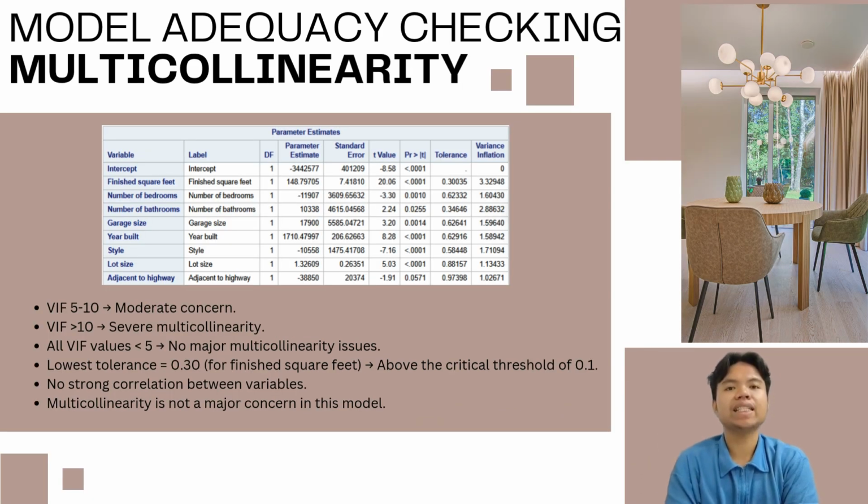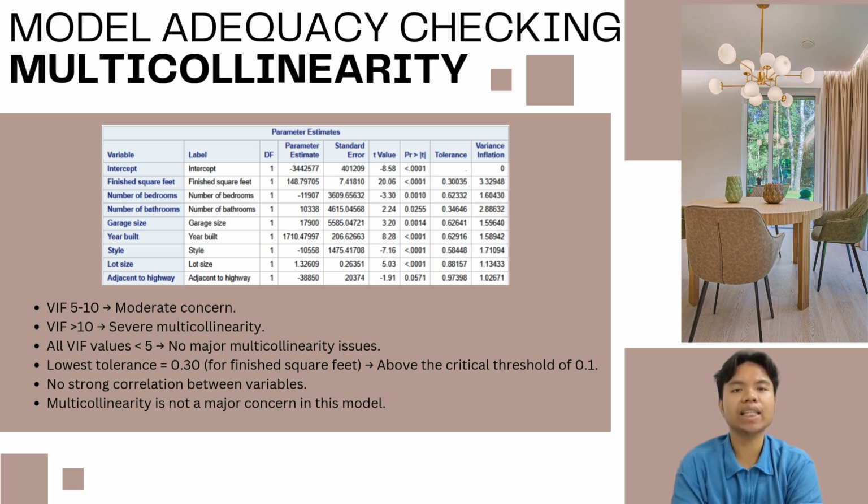Next, for this slide, I'm going to discuss multicollinearity as part of model adequacy checking. Multicollinearity occurs when two or more predictor variables in a regression model are highly correlated. This can cause issues in estimating the coefficients, making it difficult to determine the true effect of each independent variable. We can check multicollinearity by using VIF or tolerance value.